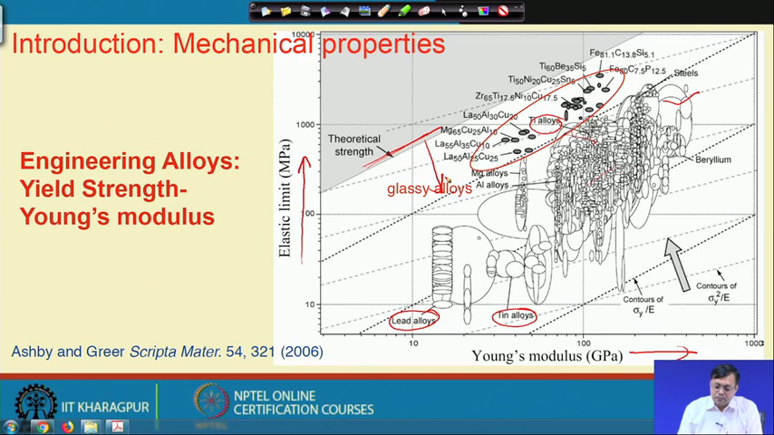However, if I take the same plot and put the glassy alloys, like some titanium-based glassy alloys and some zirconium-based glassy alloys, and these are all the glassy alloys and here are the points. So, they are almost close to the theoretical limit, because these glassy alloys do not have any dislocation and they are showing much higher strength levels than the conventional steels. So, one can conclude that definitely for mechanical strength purposes, one can replace some of these conventional steels with the advanced alloys.